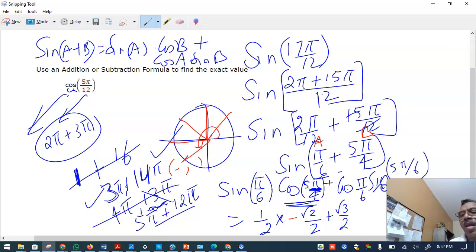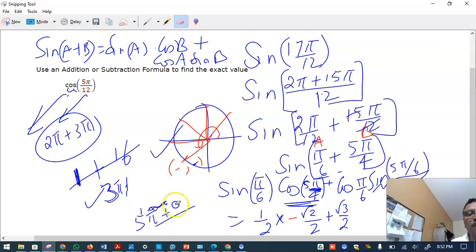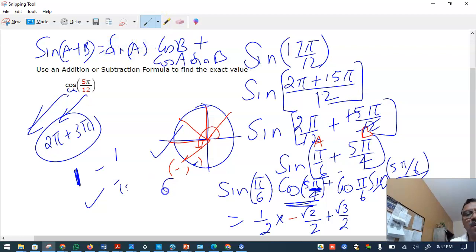And what about sine pi by 6? Sine means this one. This also is negative in the third quadrant. So this is the cosine and this is the sine. And that's how it is.